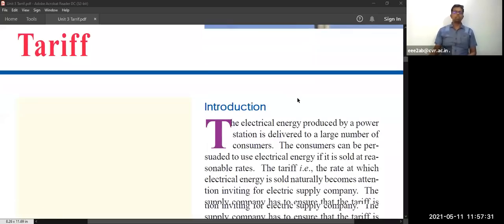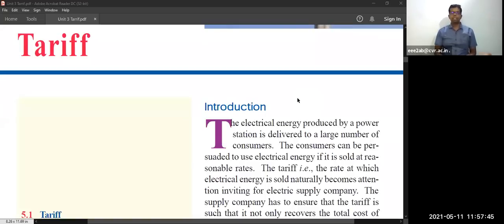Today we are going to discuss electric tariff. What are the types of tariff? How is the tariff varied in different regions, different states, or different countries? What are the characteristics of that particular tariff? Like that, we are going to discuss in today's class.